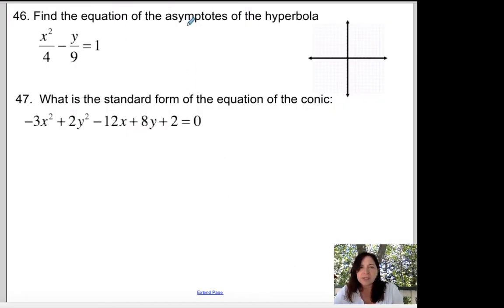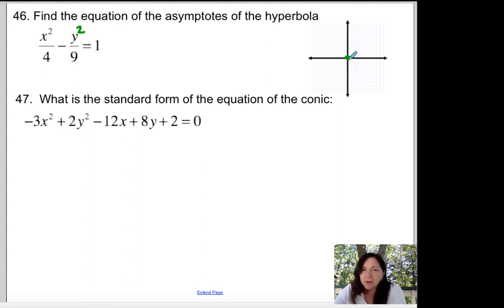The next question says, find the equation of the asymptotes of the hyperbola. Well, this is not a hyperbola. This one is a parabola. So for this problem right here, I'm wondering if they meant to say this is quantity squared. So I'm going to put a 2 here because they ask to find the equation of the asymptotes. I think that they meant that this must be a hyperbola. So I'm going to put the quantity squared there.